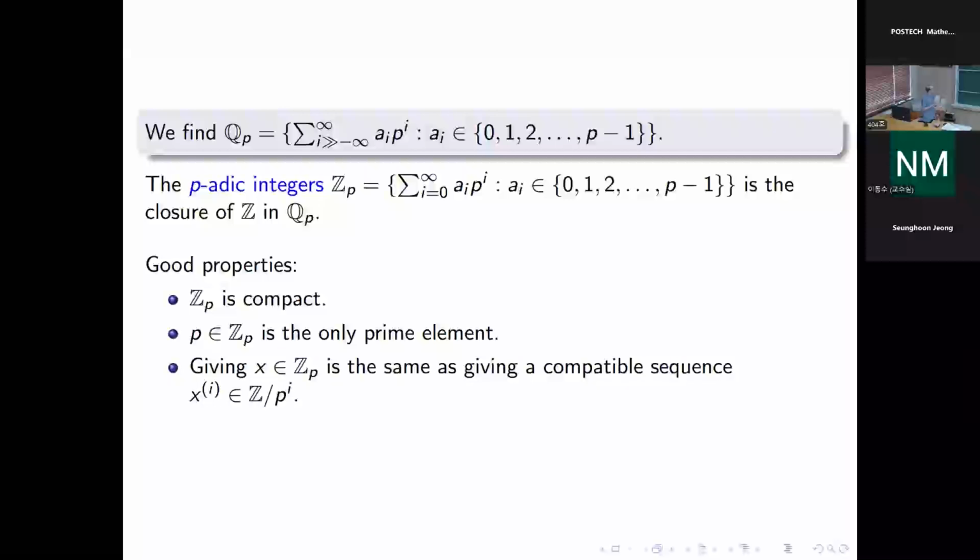And the last good property I want to mention is that giving a p-adic integer in ZP is really the same as giving a compatible system of congruences for all powers of p. Like, I know what it is mod p, I know what it is mod p squared, I know what it is mod p cubed, and so on. So any such congruence system uniquely gives me a p-adic integer, just because of how ZP is defined. So these are the p-adic integers.